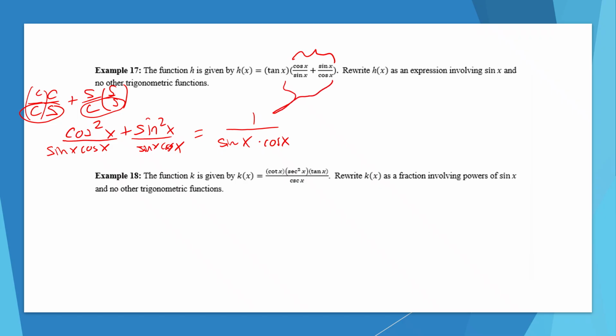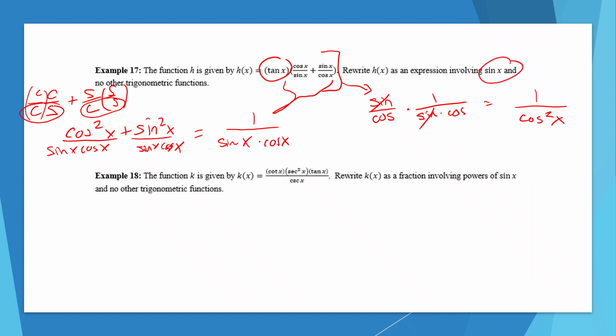But that is not our answer. And the reason why that's not our answer is because we can't forget about that tangent that we had. So really, this whole thing is going to be tangent, which is sine over cosine, times 1 over sine times cosine. Here we can cancel out a sine, and we are left with 1 over cosine squared x.